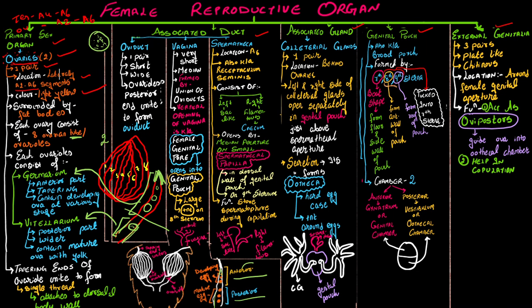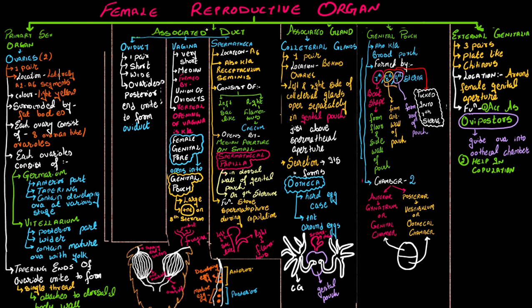Now this tapering end of all the ovarioles will unite. All the 8 ovariole tapering ends will unite to form a single thread-like structure which is going to attach to the dorsal body wall. So if this is the body wall, it is going to attach to the dorsal body wall. Right? Now let me clear all these things. Next we'll talk about the associated duct.